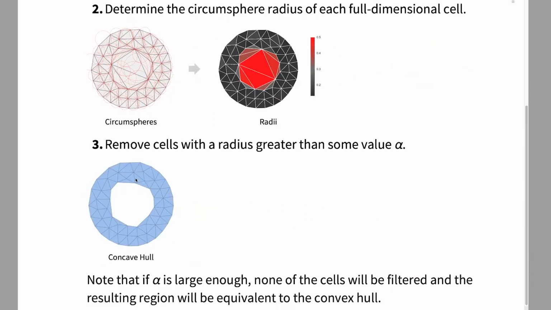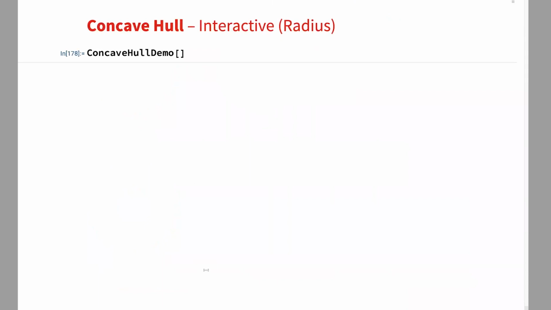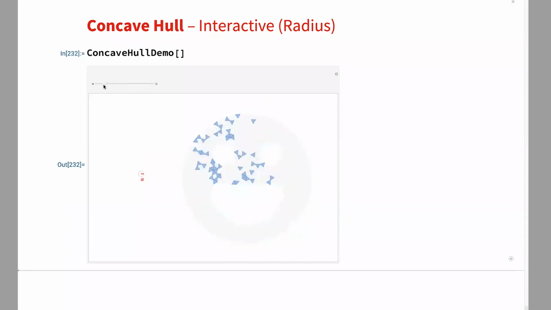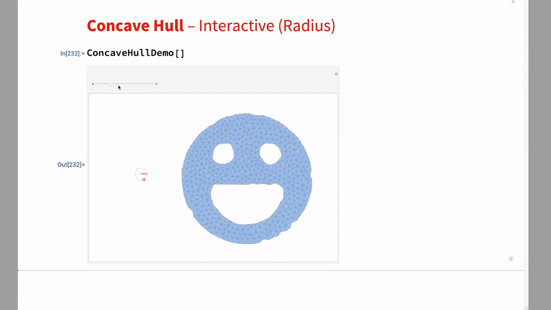Again, here's a quick interactive demo of this. Here I have a smiley face that I sampled from. You can see that the eyes and the mouth didn't have any points sampled from them, so these triangles are stretching across the entire surface. And right now our alpha is very high, so it includes all triangles. If I start decreasing it, we'll notice first the mouth triangles start to get filtered out, followed by the eyes. And then we have a pretty nice shape that we want. However, if we continue to do this, we'd slowly lose all of the cells as alpha becomes less than all of the radii.